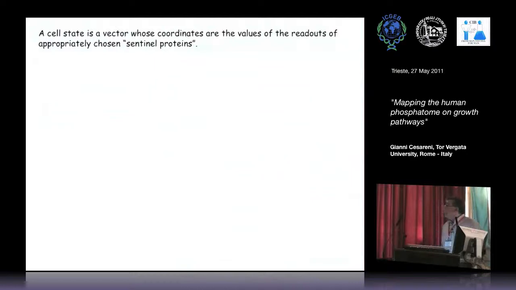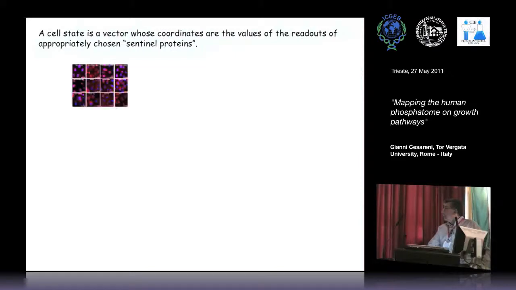So I want now to define what we define as a cell state. In each experimental condition, we measure these 7 different parameters, and the combination of these 7 parameters we call the cell state. And we represent it as a vector in a 7-dimensional space, where the coordinates of the vector are our experimental measurements.